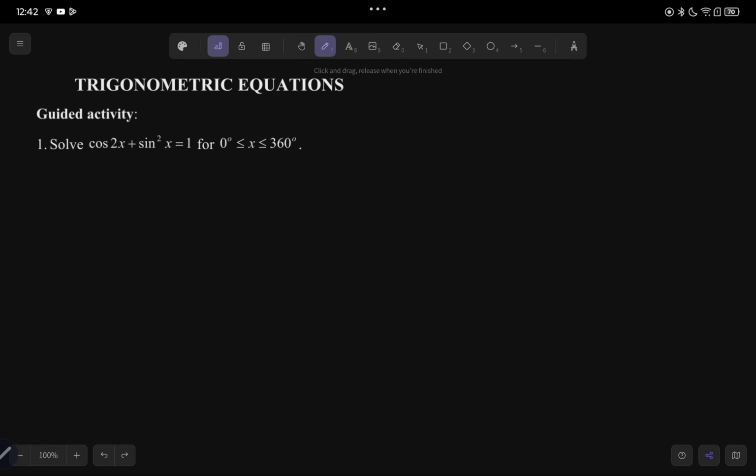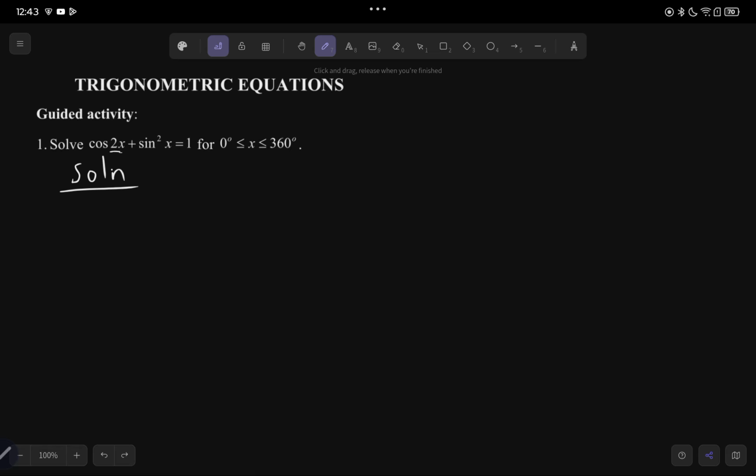Question number 1 says solve cos 2x plus sin squared x is equal to 1 for angles ranging from 0 degrees to 360 degrees. Now here for us to solve, there are two ways of doing this, because we must first change these angles to the same. If it is 2x, we also have a 2x this side. If it is x, we also have an x this side. So either you change the x to 2x or you change the 2x to x. I'm going to start with method 1, where I will change the 2x to x.